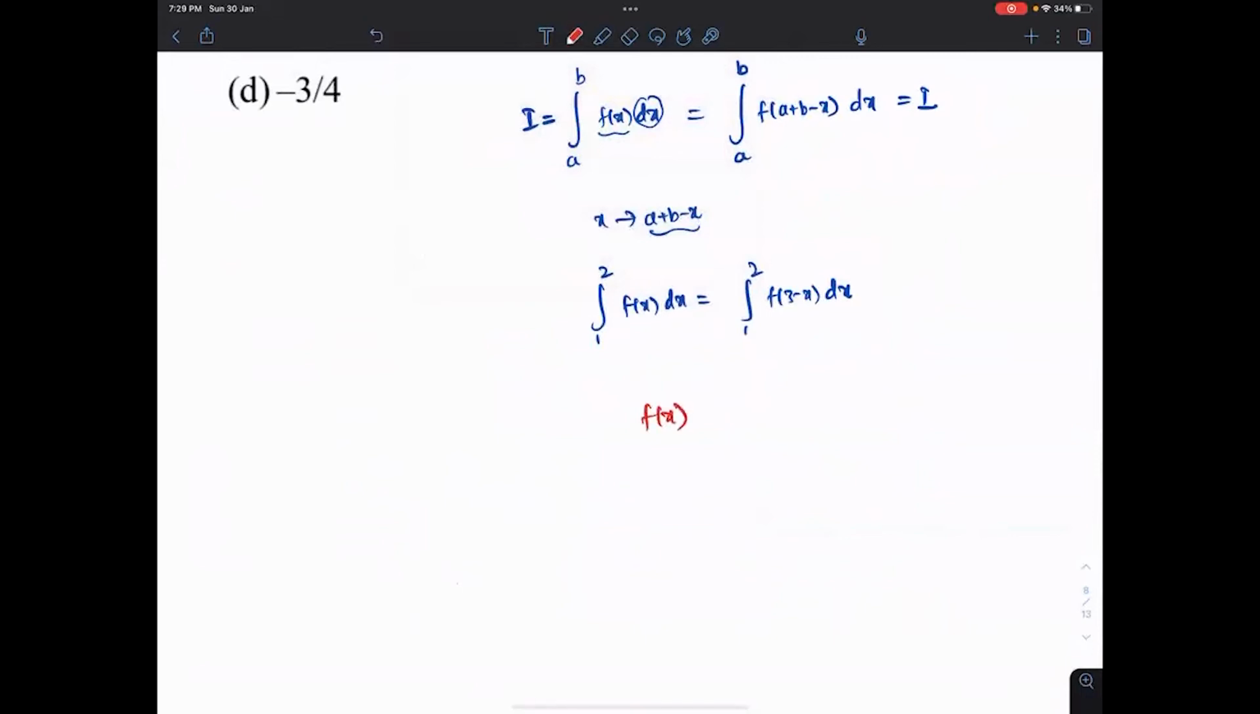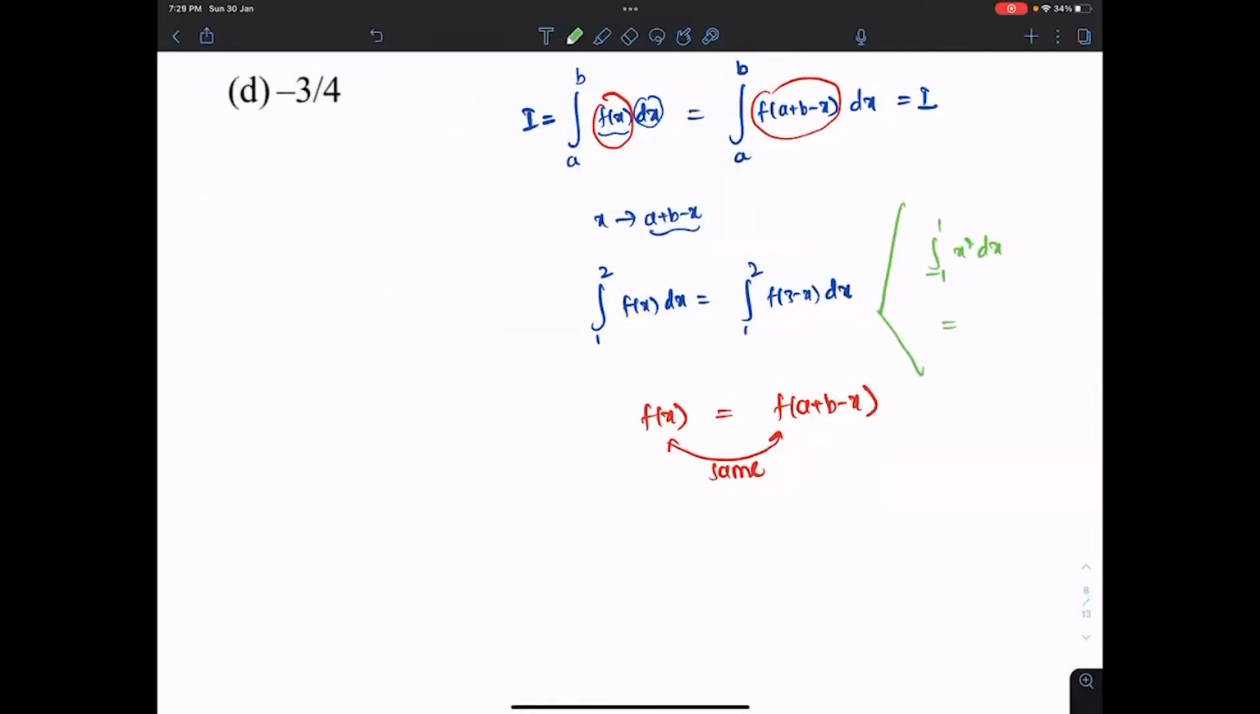Now the point which I want to say here is, sometimes what happens is, the f of x and f of a plus b minus x, both will be the same. That means even after applying this rule, it will not change, it will remain the same. Like, I will take a random example, very small one. The integral from minus 1 to 1 of x square dx, for example. If you do a plus b minus x, a plus b is 0, 0 minus x. So x can be replaced by minus x. If you do that, again it is coming x square dx only.